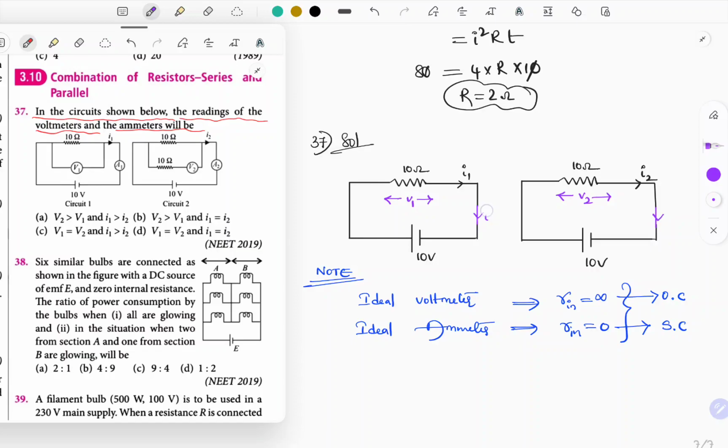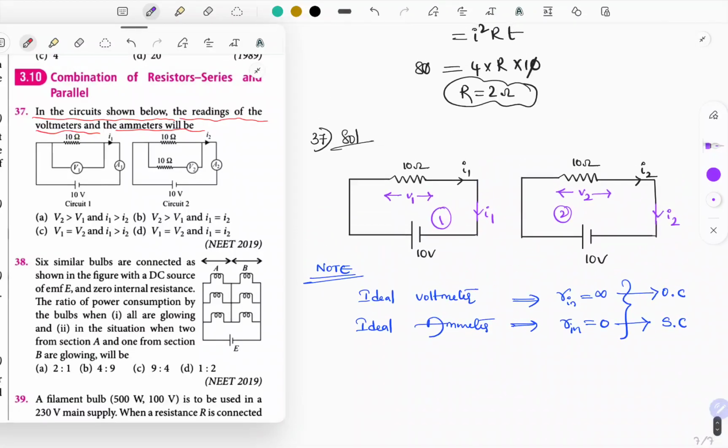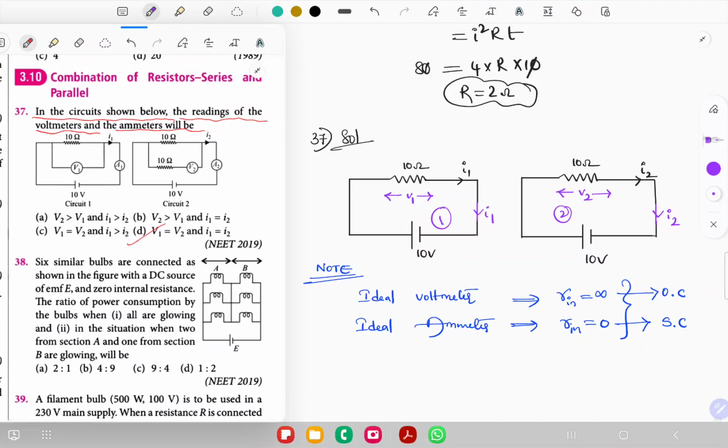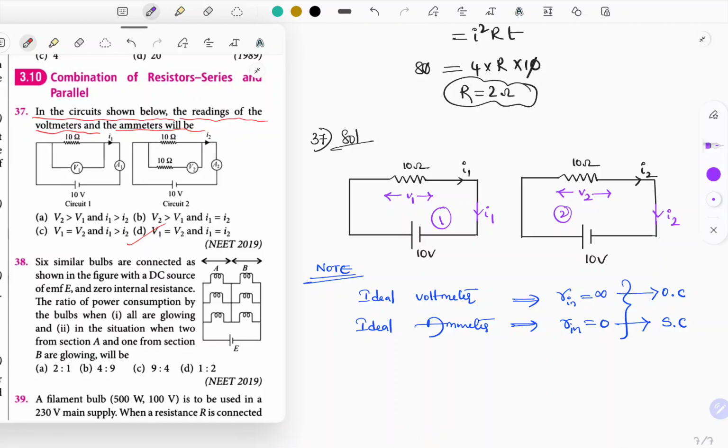So these are the things I have to find. If you observe the circuit, the first circuit and the second circuit look similar, same resistance, same supply voltage. Then which option matches? Option D is the correct answer. Hope you understand. You can calculate the value of voltage.